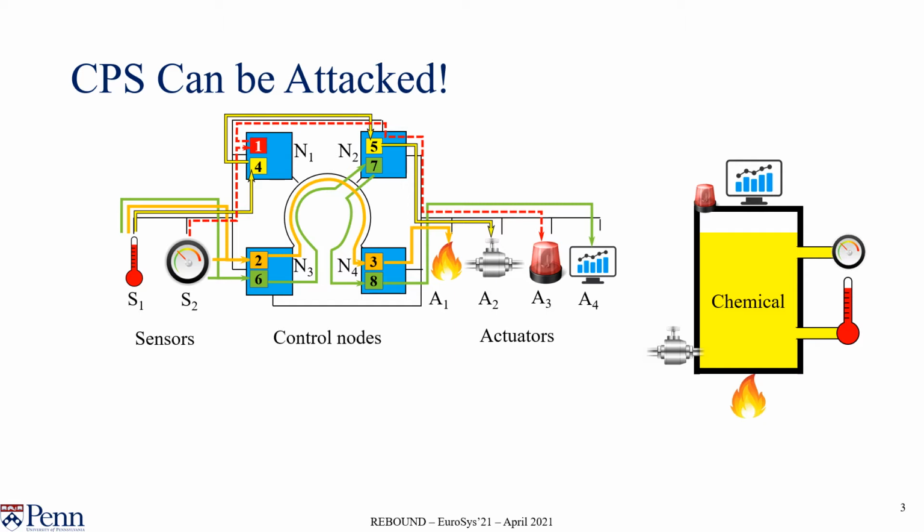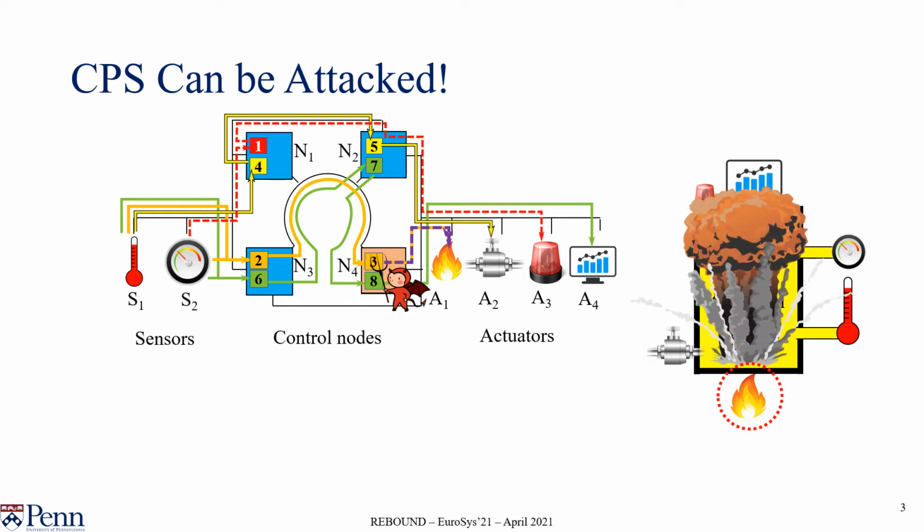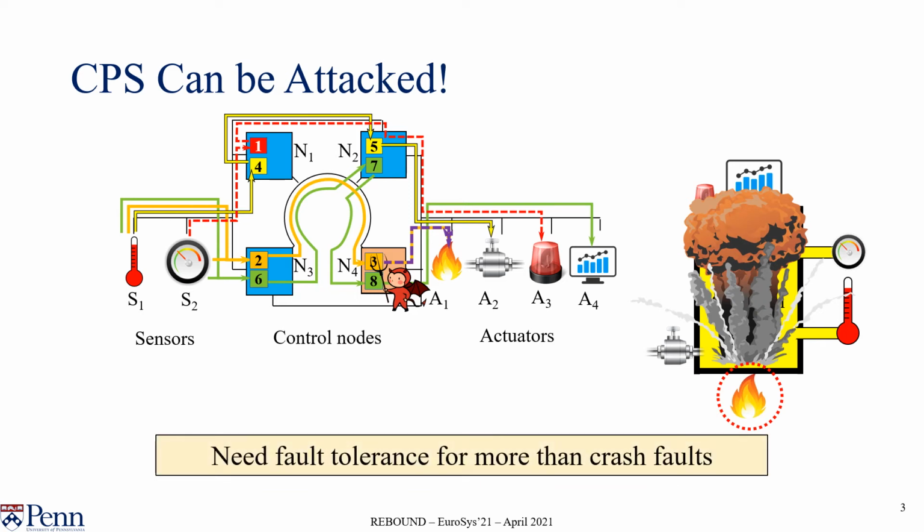Cyber-physical systems can be attacked, much like traditional distributed systems. Let's say that node 4 is compromised. Well, in this case, let's say the attacker now wants to control the burner, so they send a new type of signal to the burner which causes the flame to increase in size, thereby increasing the heat and pressure until a catastrophe occurs. Therefore, we need a fault tolerance technique for cyber-physical systems that can tolerate more than just simple crash faults.